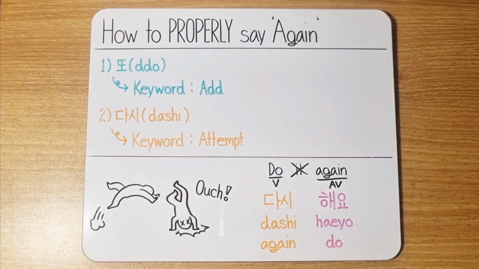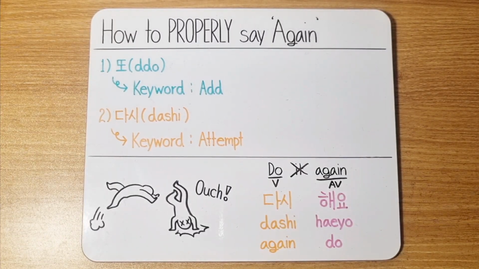Hello, today I will talk about how to properly use the adverb again in Korean. Of course, the question that you should always ask yourself when you are learning Korean is not how good am I? It's actually what type of Korean am I learning and speaking?